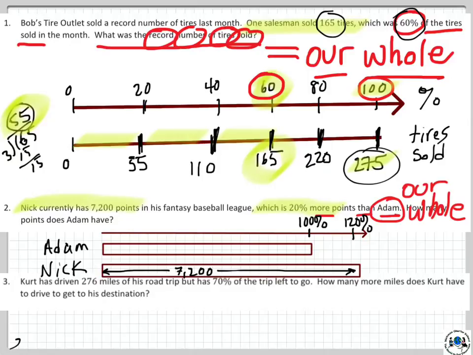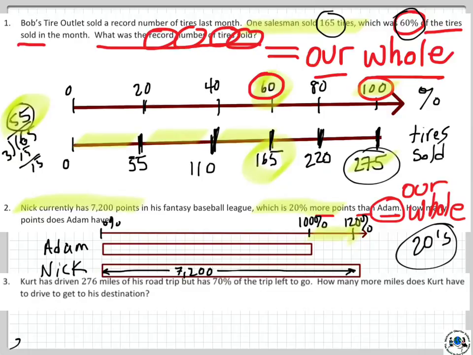We filled Nick's in. We know that whole bar there equals 7,200. We don't know Adam's. All we know is that Nick's total represents 120%, because it's 20% more than Adam's 100. So Adam's box needs to match up. The end of his box needs to match up to 100%. Alrighty, so here we go.